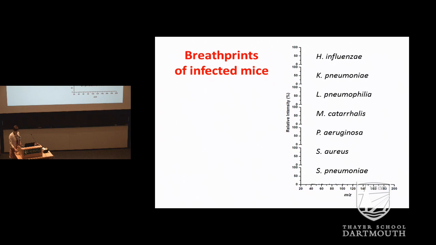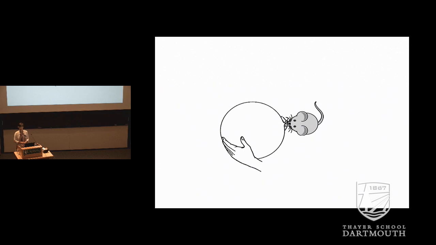So we've done a bunch of work in animal models just to prove that this concept is appropriate. And I'm going to show you a subset of those now. So many of you may have your favorite bacterium listed here. These are some of the top bacteria that cause respiratory tract infections in the West. So Haemophilus, Klebsiella, Legionella, Moraxella, Pseudomonas, Staphylococcus, and Streptococcus. And we have measured the breath of mice. Not quite like that, but a little bit like that.